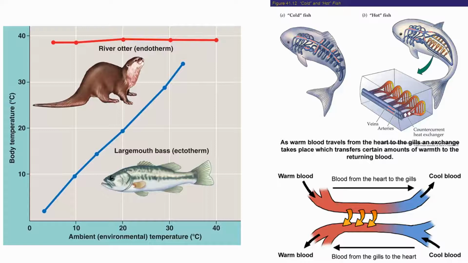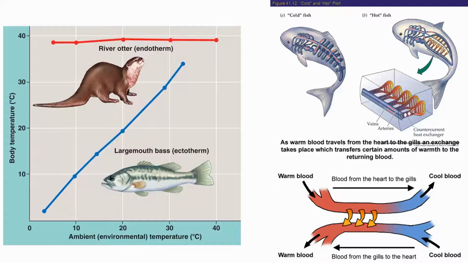And so you see a river otter, no matter what the outside temperature is, it is still able to maintain a constant body temperature, internal temperature. However, a largemouth bass, which is ectothermic, is not. Its body temperature fluctuates with the outside temperature.